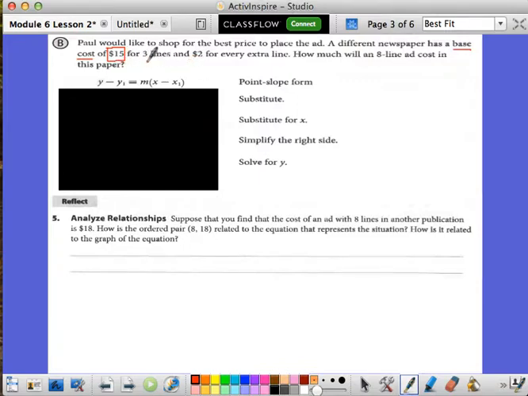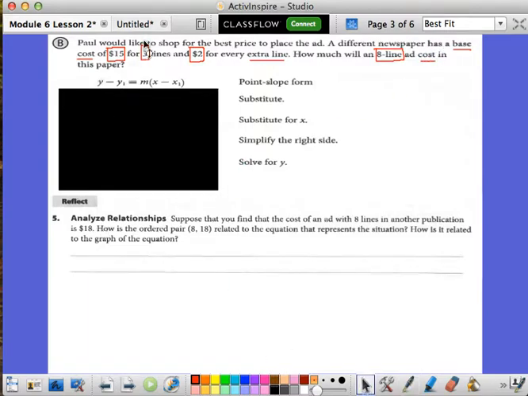Okay, and with that $15, you get 3 lines. Now that's where this can be a little bit confusing, because for $15, you get 3 lines. It's not that you get 0 lines, you get 3 lines. Okay, and $2 for every extra line. So we want to know how much will an 8-line ad cost.